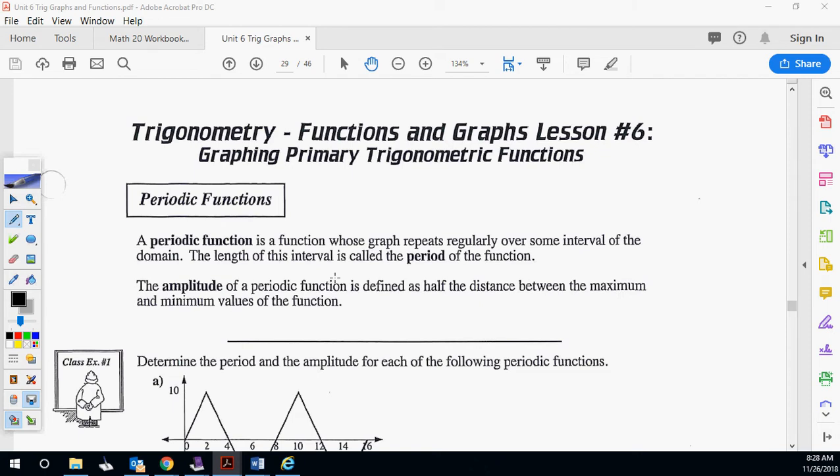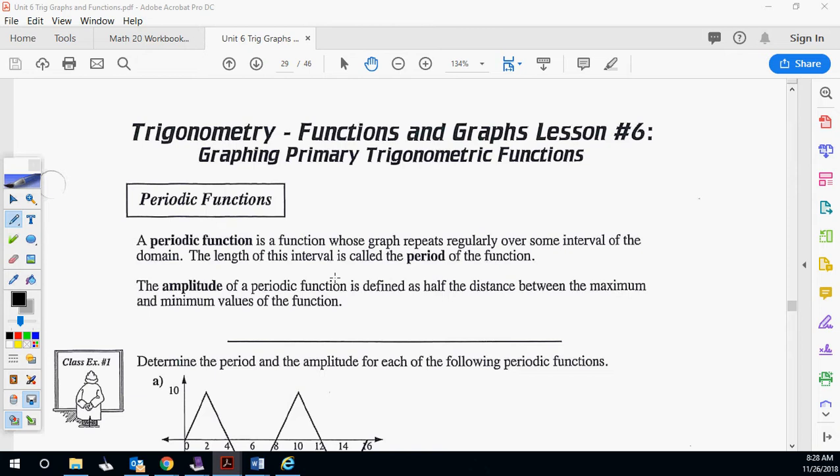Lesson 6. All right, so periodic functions. So we're talking about graphing primary trig functions today, okay? And periodic function, what that means is that, as you guys know, when you go around the unit circle all the way around, that's one complete turn, and then it starts over again, right? So if you were to graph a sine graph, it's continuous as long as it's not restricted between 0 and 2 pi. So once you go past 2 pi, it begins that pattern again, right?